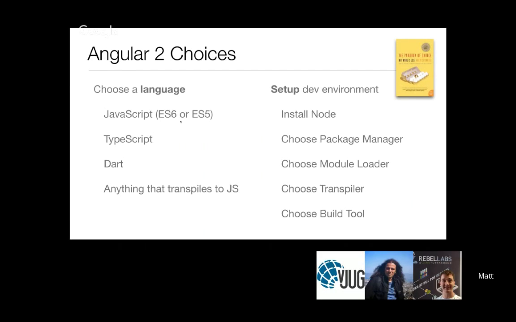The core of Angular 2 right now is written with TypeScript. And basically anything that transpiles to JavaScript. So you could use CoffeeScript if you wanted. And then to set up your development environment, you'll need Node, you'll need a package manager, a module loader, a transpiler, and a build tool.